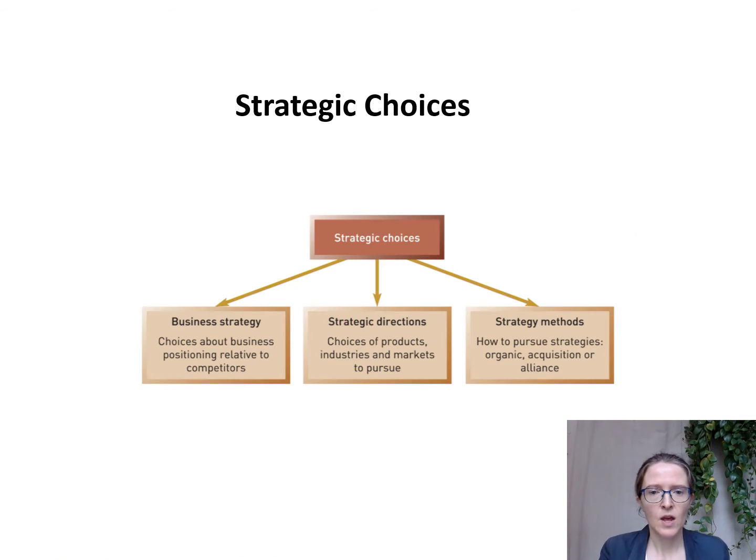alliances. So here we can see in this diagram that we have the strategic choices, which are basically split up into three areas. So strategic choices then help to determine the business strategy. So choices related to business positioning relative to their competitors, the directions that the organisation wants to go towards in terms of choices of products, industries and markets to pursue, and then the methods in which to do that. So how to pursue these strategies, whether it's organic, acquisition or alliance.